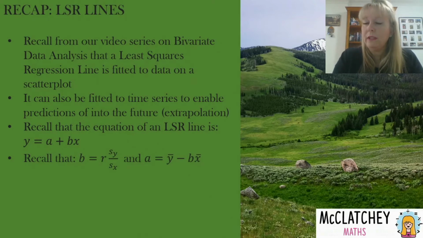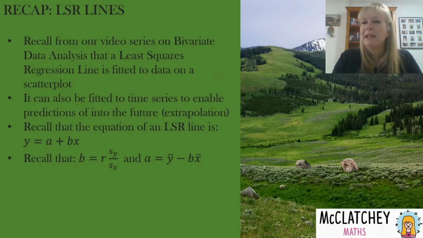You'd also recall, and this is on your formula sheet if you're joining us from Queensland, that b is equal to Pearson's correlation coefficient r multiplied by the standard deviation of y divided by the standard deviation of x. And in a time series, the standard deviation of x is the standard deviation of time periods. And you would also recall that a is equal to the mean of y minus b multiplied by the mean of x. And in a time series, the mean of x is the average time period as well.